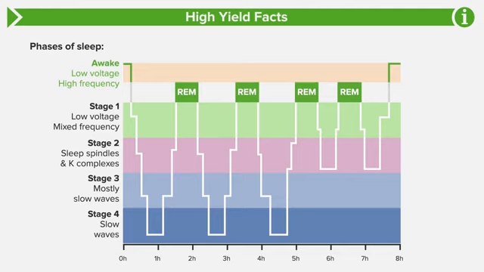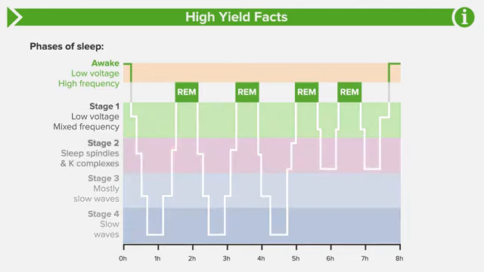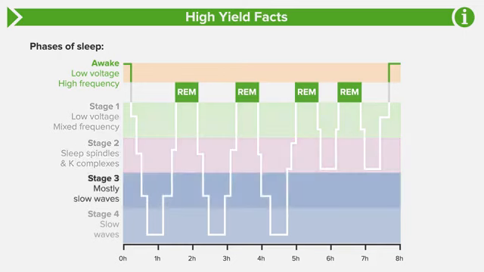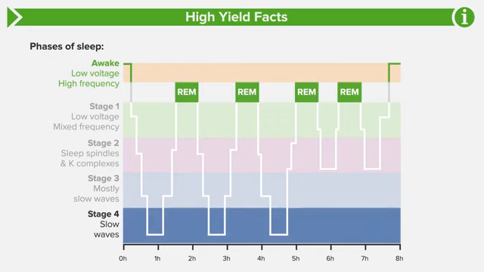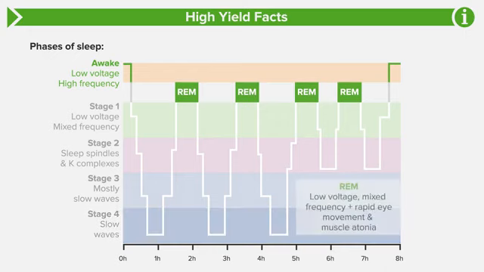Now, the phases are characterized as follows. NREM1 is light sleep, NREM2 is light sleep, NREM3 is deep sleep, NREM4 is deep sleep, and then you have REM. Now, during REM, brain waves actually mimic activity during the waking state with your eyes closed, but your eyes will actually move rapidly from side to side.